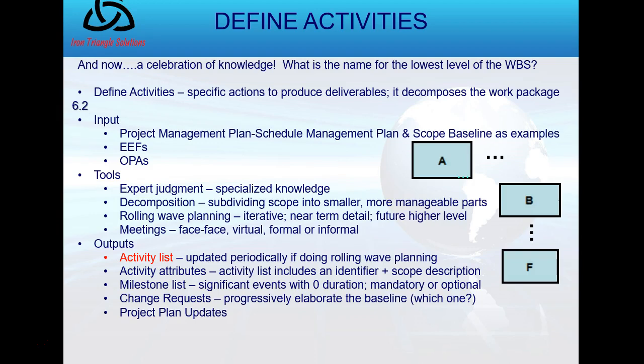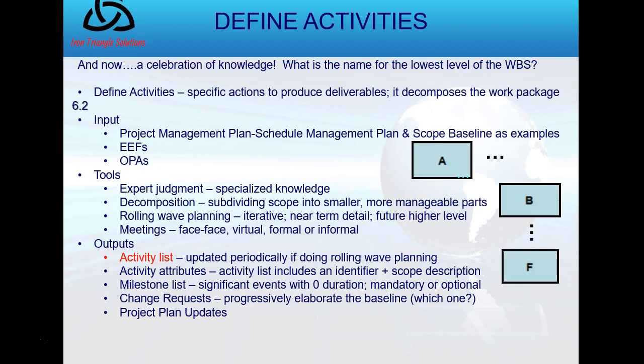I've mentioned that now over and over already in this lecture and in the previous week. Breaking down the work package into activities is schedule management. I can do rolling wave planning, and there are actually three keys. It's iterative. You work the detail that you have in the near term, knowing there's more detail to come, and the future will be at a higher level.